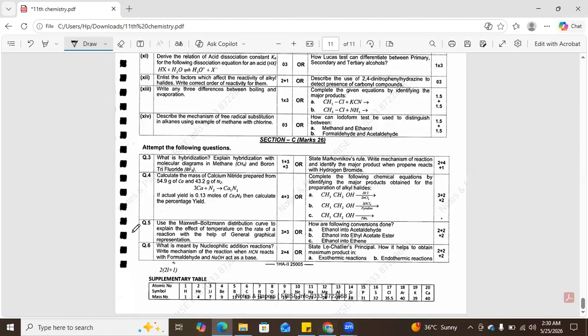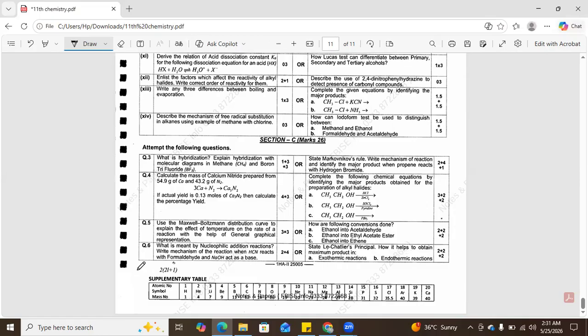Number 5 is use the Maxwell-Boltzmann distribution curve to explain the effect of temperature on the rate of a reaction with the help of general graphical representation. How are following conversions done? Ethanol into acetaldehyde, ethanol into ethyl acetate ester, ethanol into ethene.